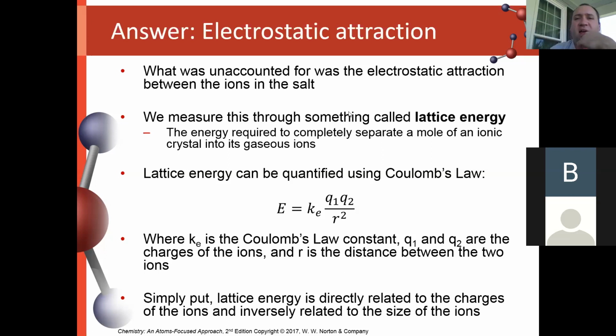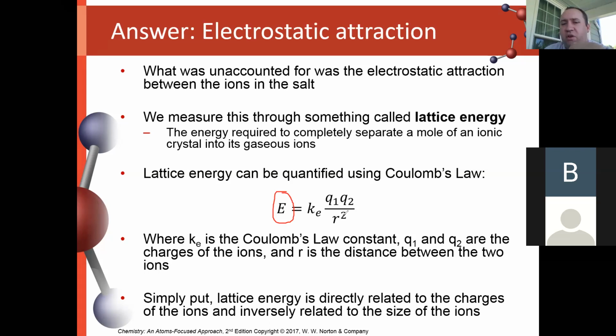Coulomb's law tells us that the energy associated with the attraction of charged particles to each other is related to a constant multiplied by the charge of the first ion multiplied by the charge of the second ion divided by the distance r that those two ions are apart from each other. And what I want you to notice is that the charge here, in fact, does matter. If this one is negative and this one is positive, negative times a positive would give a negative value for E.